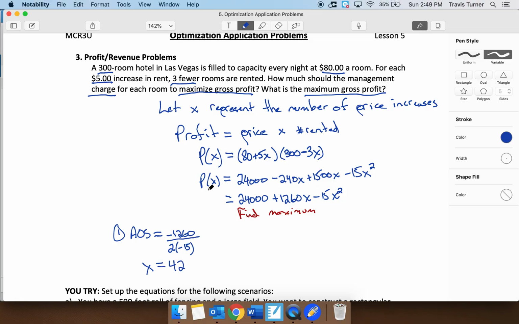That means in this case, x is the number of price increases, so I have 42 price increases. So the price of the room here is 80 plus 5 times those 42. So I've got 80 plus 5x, and I sub in my x. So I end up with 290 bucks.